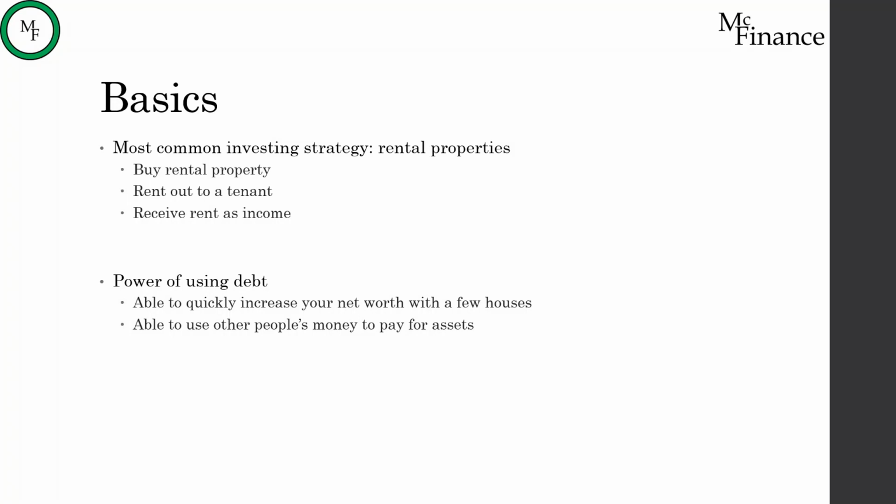The most common and easiest way to invest in real estate follows a simple strategy. You would buy a rental property that you would rent out to someone. Then they pay you rent, which you can use as income. Now this is the most common strategy everybody uses for investing in real estate.